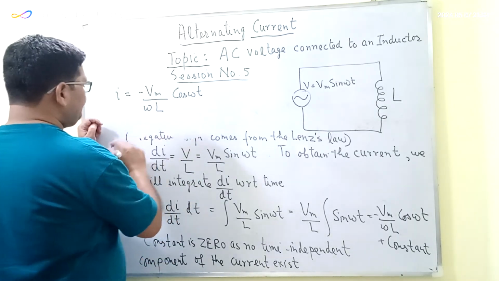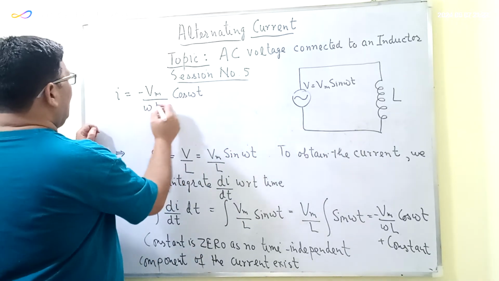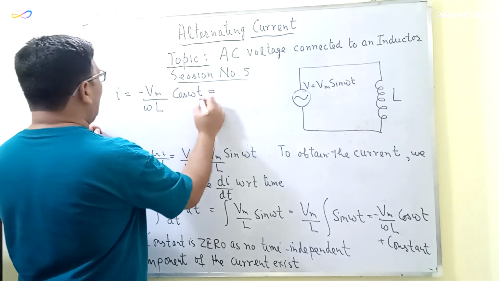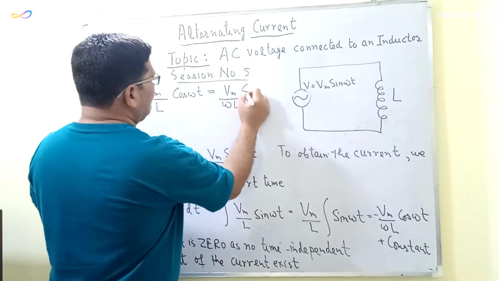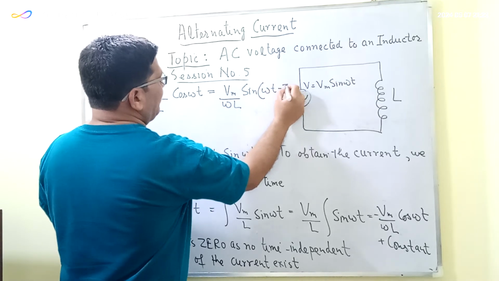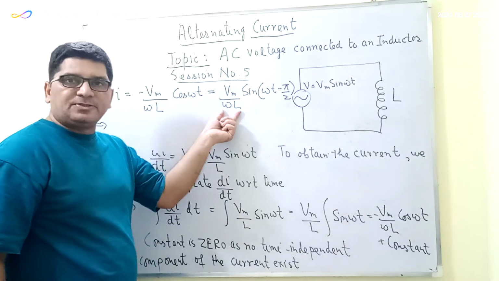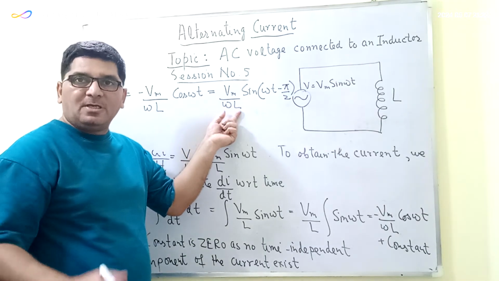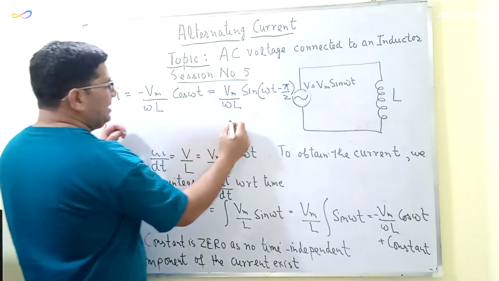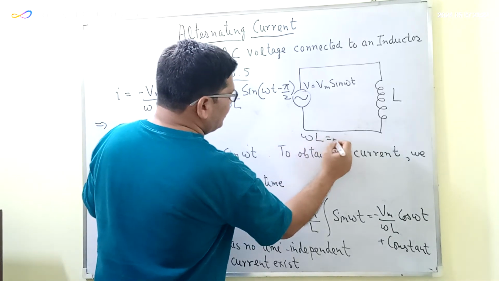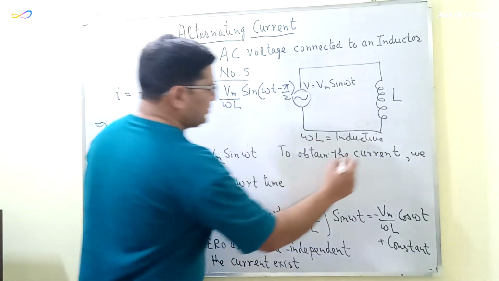Now from this equation, I can convert it to Vm upon ωL, and this minus cos ωt can be written as sin(ωt − π/2). Here ωL is very similar to the resistance in a resistive circuit, and it is called the inductive reactance. So this is called inductive reactance.